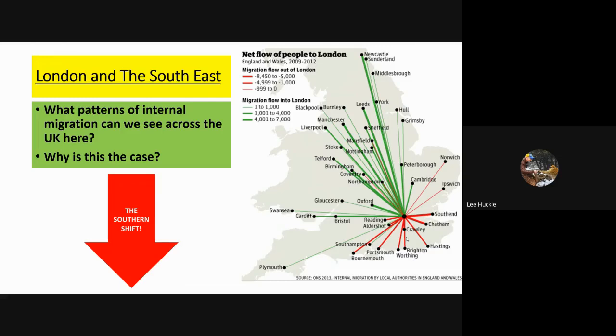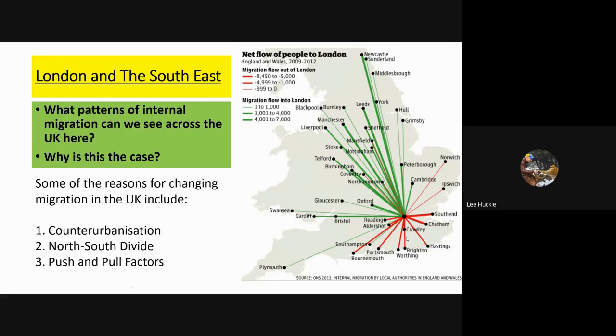Overall, what you'd have come up with here is there is a southern shift. Some of the reasons that you'd have explored, again on the screen here, this is just the basics. You'd have gone into much more depth in your own notes. Some of the reasons for the change in migration: counter urbanization, which really is applied to those red lines there, people moving out of the urban city of London. Second, the north-south divide, and then looking at push and pull factors of migration internally within England and Wales.